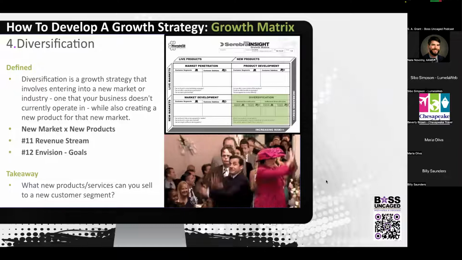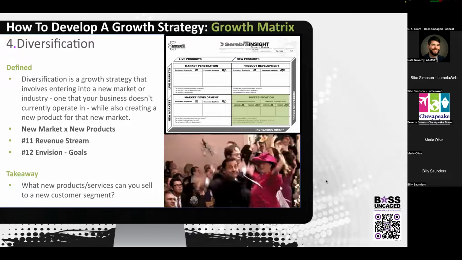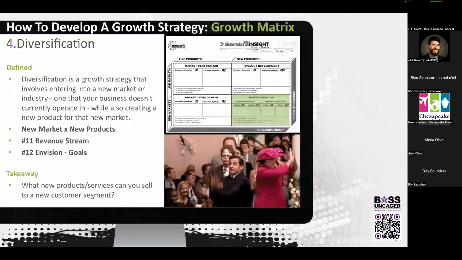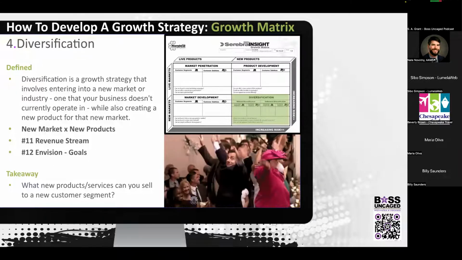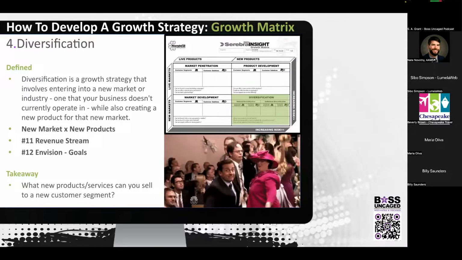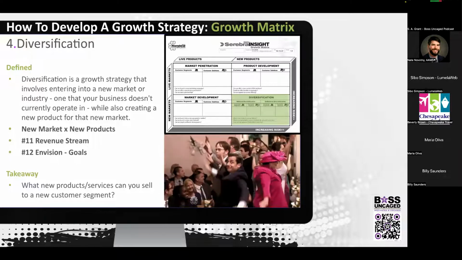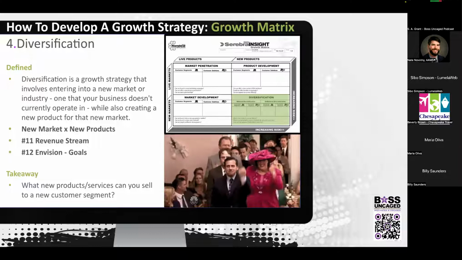And last but not least, which is probably the most risky of them all, but with more risk you get more rewards. So in this one, you're looking at a new market sector and you're looking at new products. Obviously, you can increase revenue and you could attain and reach your goals a lot faster if you do this.